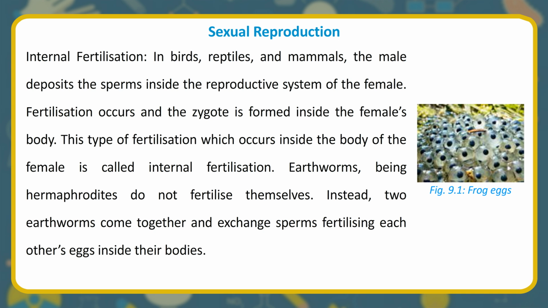Internal fertilization. In birds, reptiles, and mammals, the male deposits the sperms inside the reproductive system of the female. Fertilization occurs and the zygote is formed inside the female's body. This type of fertilization, which occurs inside the body of the female, is called internal fertilization. Earthworms, being hermaphrodites, do not fertilize themselves. Instead, two earthworms come together and exchange sperms, fertilizing each other's eggs inside their bodies.